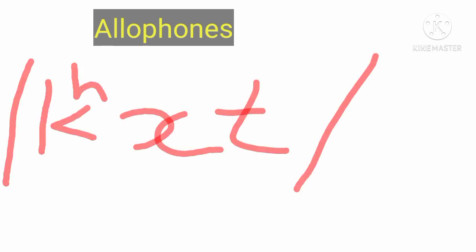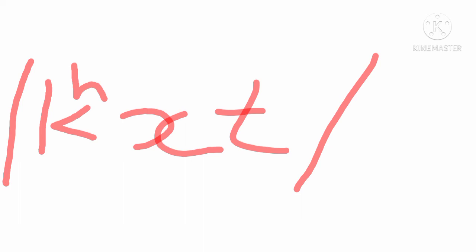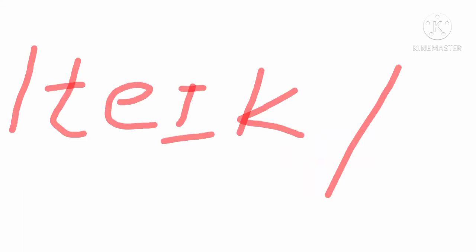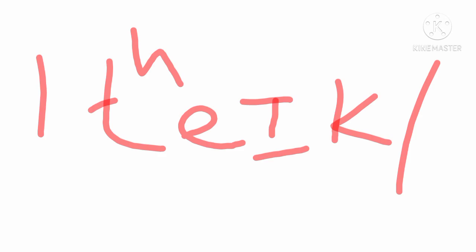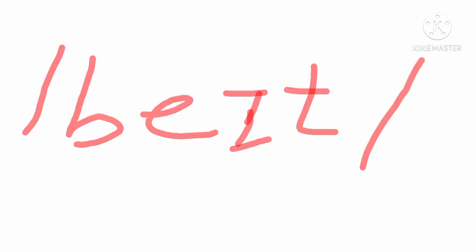For example, sound k, when it occurs initially in a word, it is aspirated. For example, k in cat is aspirated, while k in take is not aspirated. Similarly, p in pen is aspirated and p in tap is not aspirated. Similarly, t in take is aspirated and t in bait is not aspirated.